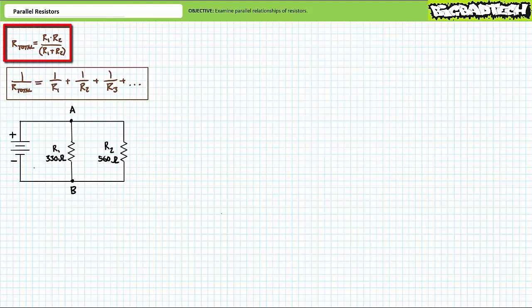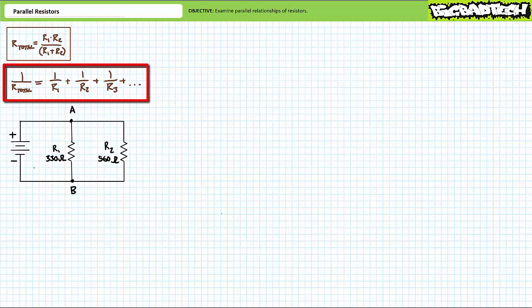The first formula for just two resistors in parallel states the total resistance of a parallel combination of two resistors is equal to the product of the two resistors divided by the sum of the two resistors. Note the parentheses, which clearly indicate that summation occurs before the final division.